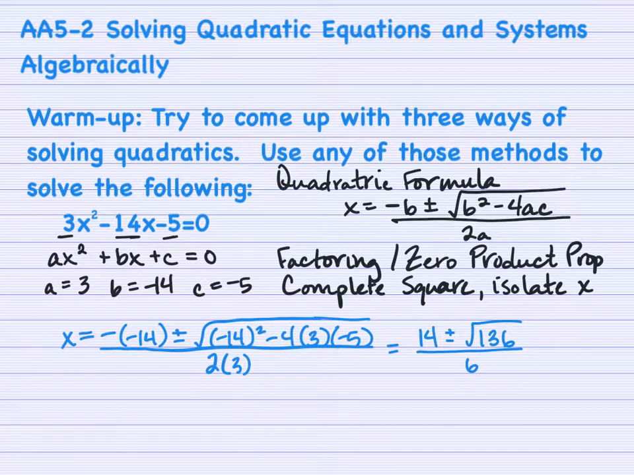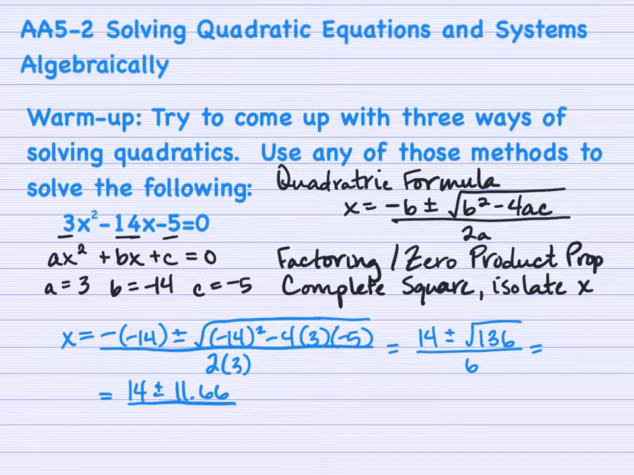Now when I actually take the square root of 136, I'm not going to get a whole number. I get 11.6619, blah, blah, blah. So I'm going to round that off. I have 14 plus or minus 11.66. These don't always come out to whole numbers. This would also indicate this particular quadratic is not going to be factorable. I did something wrong. Hang on.